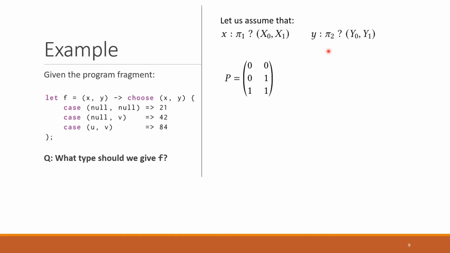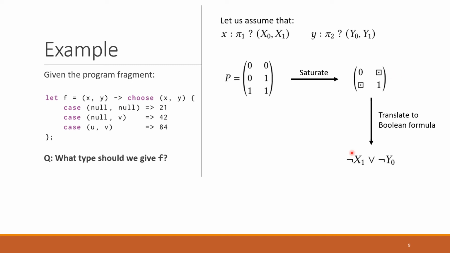Then the next step is to saturate this matrix. Essentially, it just means to simplify the matrix. So we observe that this matrix can actually become this matrix, where we have wildcards here. Then we take the matrix and we translate it into a Boolean formula, namely this one. And so this is the Boolean formula that we must demand is always true to ensure that we have exhaustiveness. So what we can do is compute the most general unifier of this formula with true, and this gives us this substitution here.